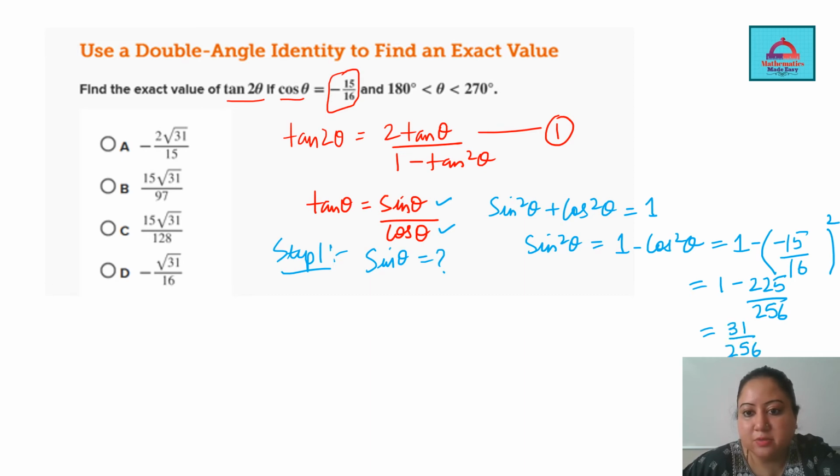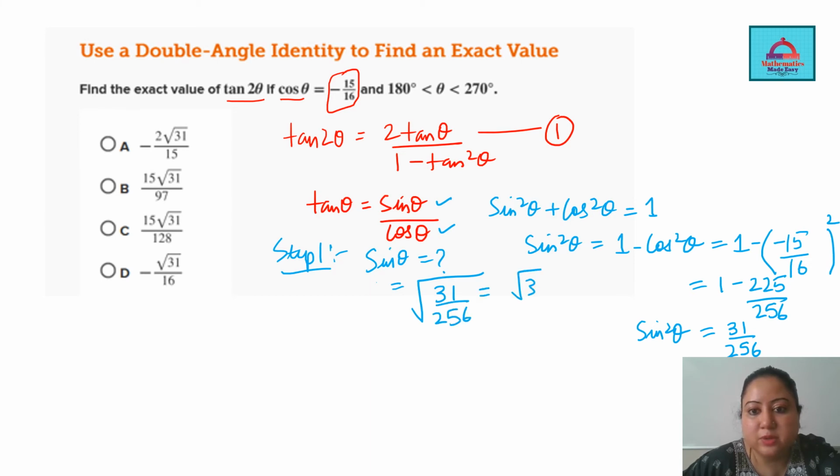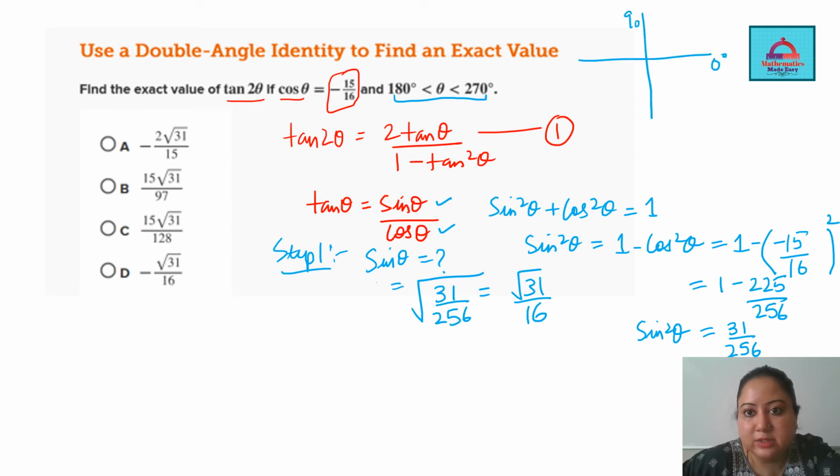Now this is the value of sine square theta, but we need sine theta. So we are going to take the square root of 31 over 256, which is square root of 31 over 16. Now let's decide the sign. Theta is lying in 180 to 270, means if I do the quadrant design 0, 90, 180, 270, so third quadrant. And in third quadrant, after school to college, sine is negative. That means the negative sign is considered for sine.